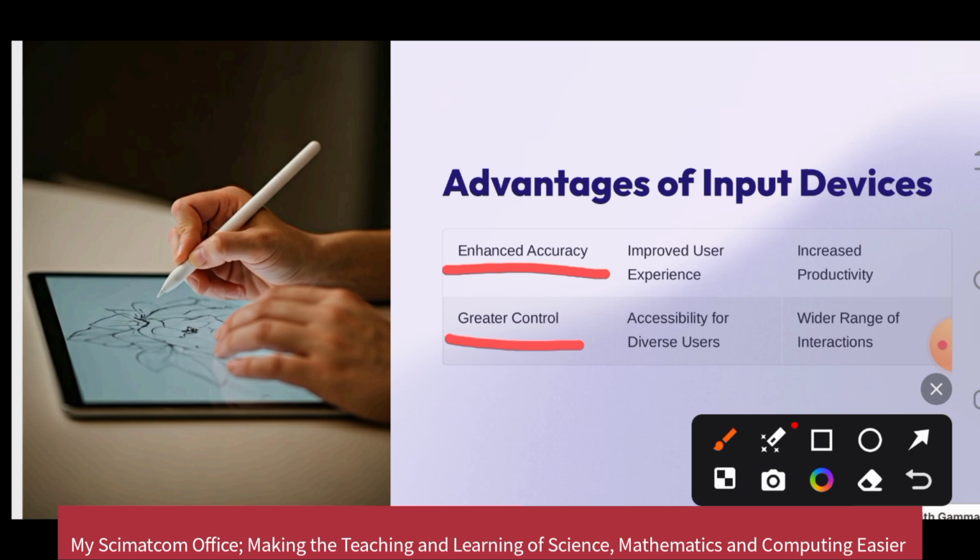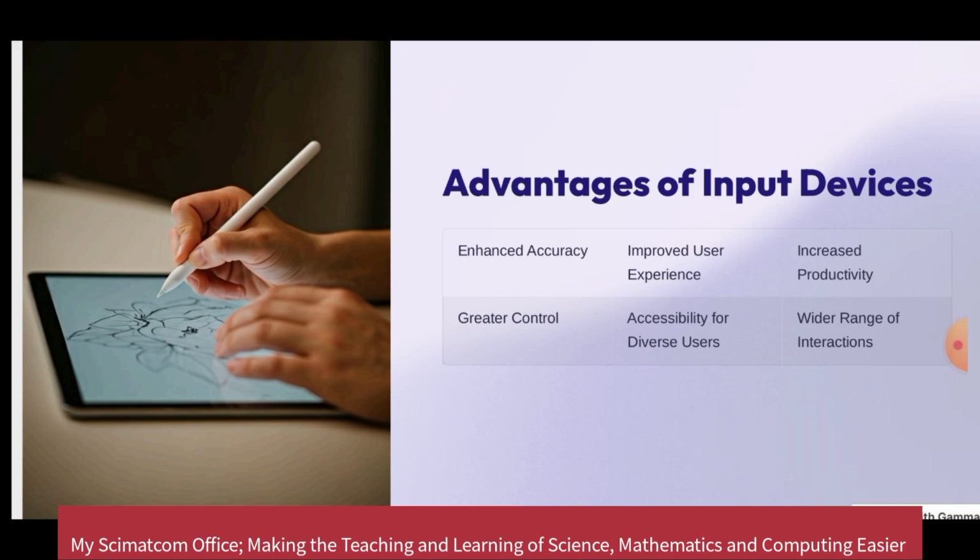It also improves user experience and increases productivity. There is accessibility for diverse users and a wider range of interactions. The keyboard at times can function as a mouse. The microphone helps you to feel free in accessing diverse users and interfaces as well. And then the touch screen helps you to personalize everything on your screen, which is so fun and easy to do with your fingers.